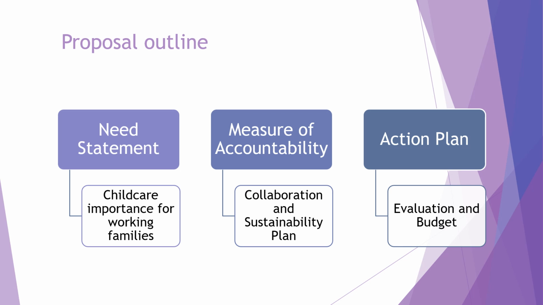So the proposal outline can be divided into three parts: the needs statement, the measure of accountability, and the action plan. The needs statement includes the importance of child care for working families.